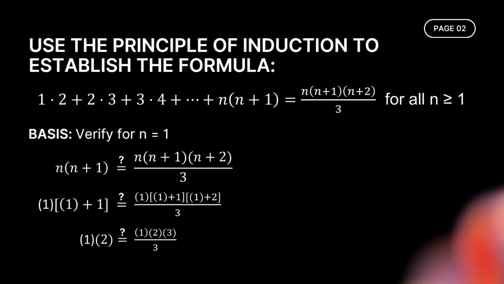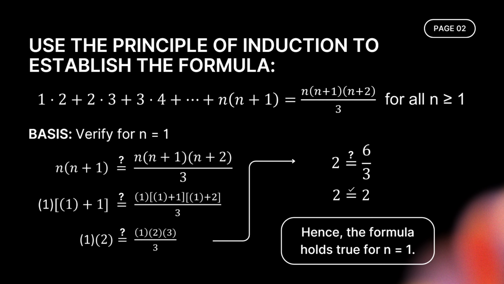We will add the values inside the parentheses. Then, we have 1 times 2 is equal to 1 times 2 times 3 all over 3. And now, we have 2 is equal to 6 over 3. We simply divide 6 by 3, and we get 2 is equal to 2. Since the left-hand side equals the right-hand side, we have successfully verified that the formula holds true for n equal to 1.